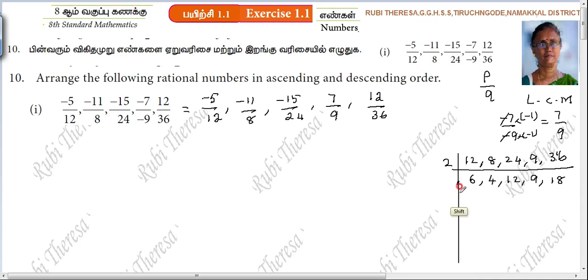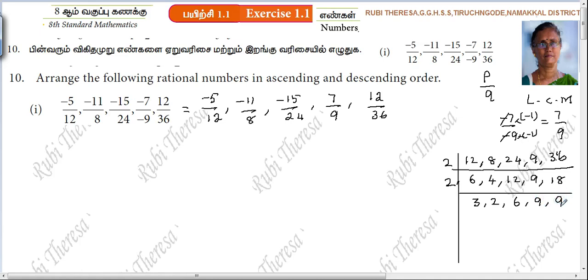Next one. Again, which number can you take? Very good, 2, because many even numbers are here. So 3 2s are 6, 2 2s are 4, 6 2s are 12. 9 is not exactly divisible by 2. Do you follow? You will get a remainder, so you should not take 2. Write 9 as it is.